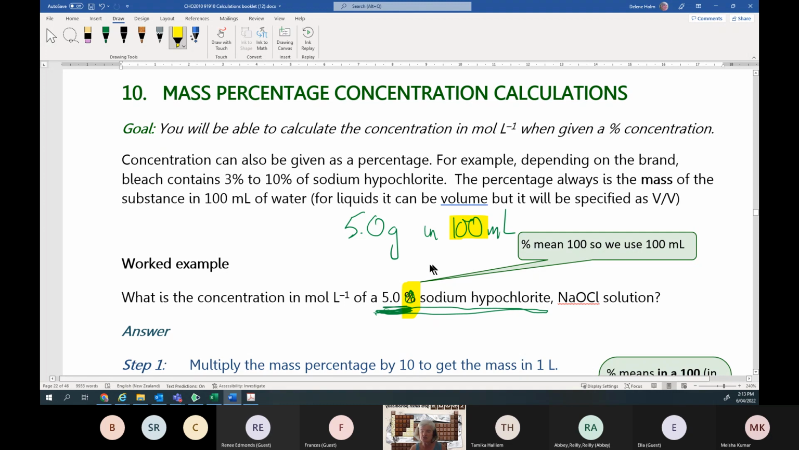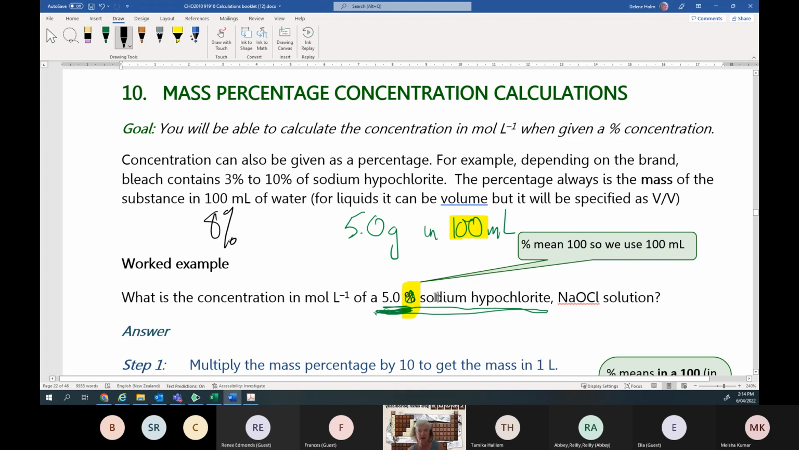The only time when it's not that is if you've got a liquid dissolved in something. So for instance, alcohol, if you look at a wine bottle or a beer bottle and it says 8% alcohol in there, then it's actually volume. So it's 8 milliliters of alcohol in 100 milliliters of the solution, the beer or the wine or whatever it is. Okay, so we're going to be looking at mass percent.